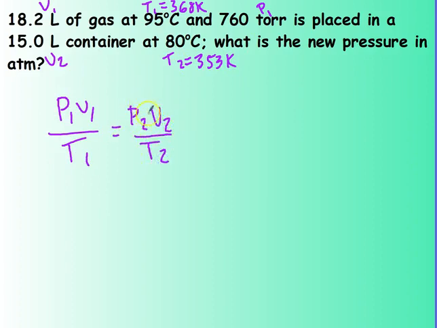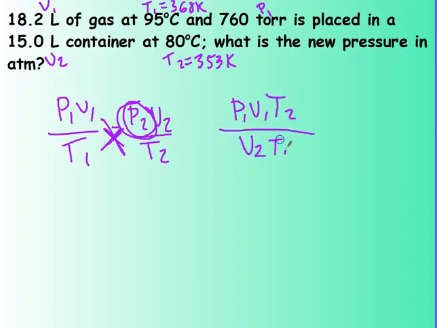You're looking for the new pressure, so pressure 2. So I'm going to cross multiply first. P1V1T2 divided by, then I'll do the other cross, volume 2, temperature 1, is equal to pressure 2. Plugging it all in, starting with pressure 1, I got 760 torr.